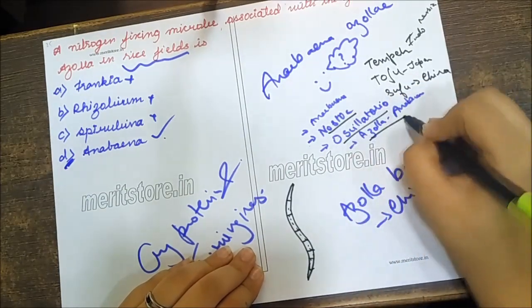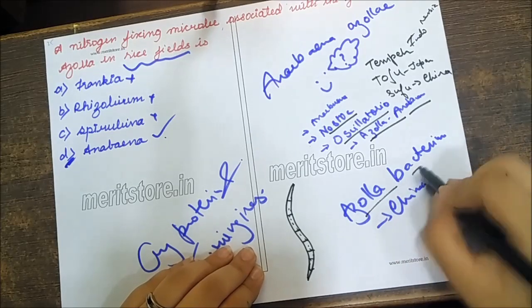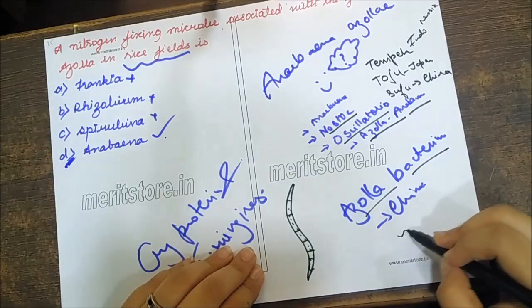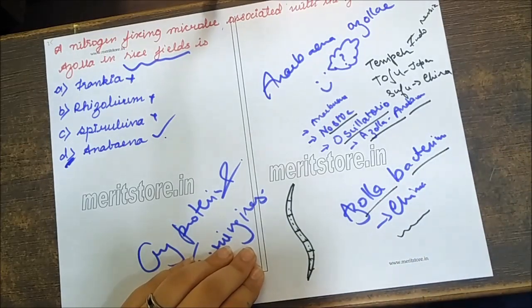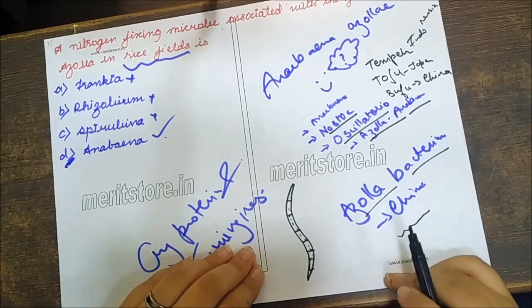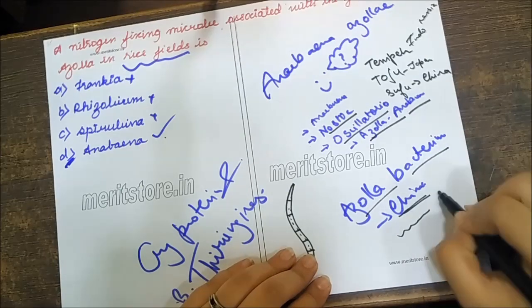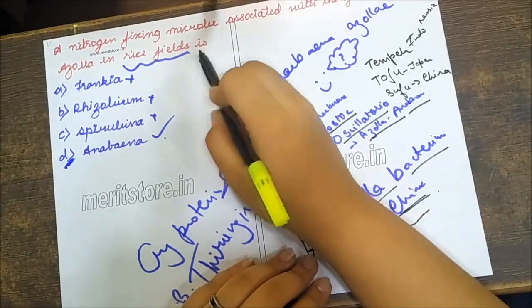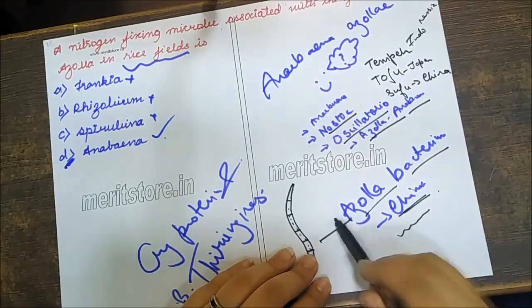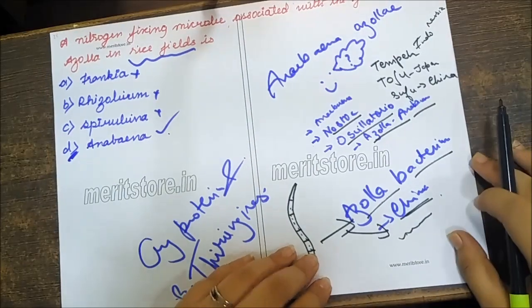Nostoc, Oscillatoria, Anabaena, and Azolla is used especially in China. For what reason? The rice fields are provided with Azolla in China.